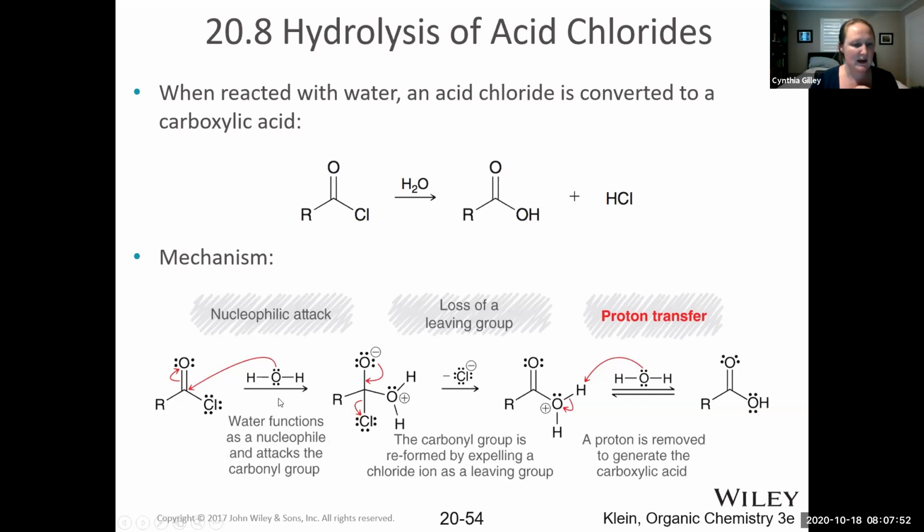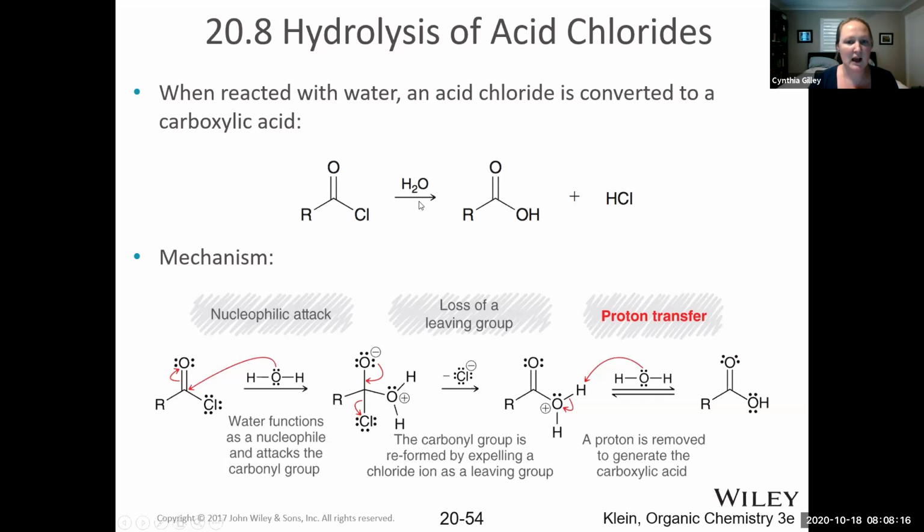Acid chlorides react with water because this is reactive. We're going to do a nucleophilic attack even with our weak nucleophile, kick out chloride, followed by proton transfer to achieve the carboxylic acid. This is not a reaction that typically most people want to do, but it's sort of a side reaction that can occur if you expose acid chloride to water.